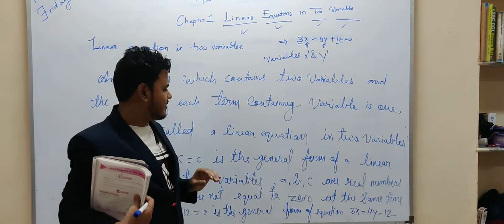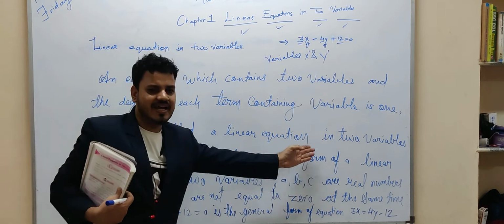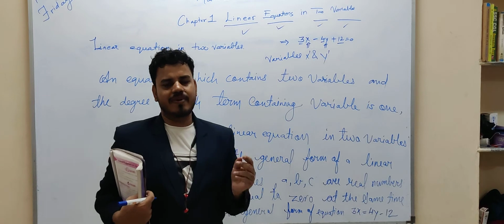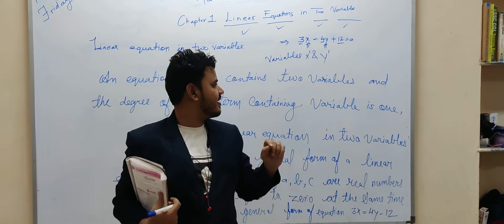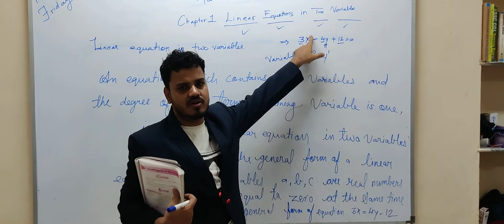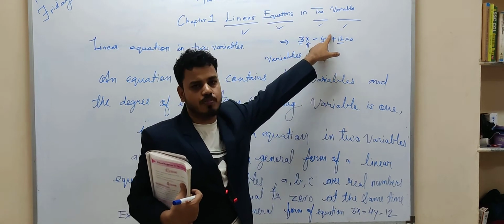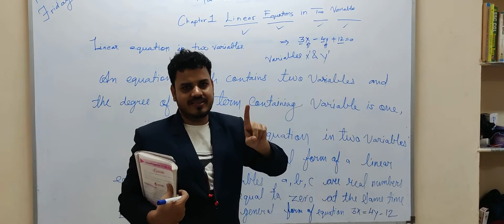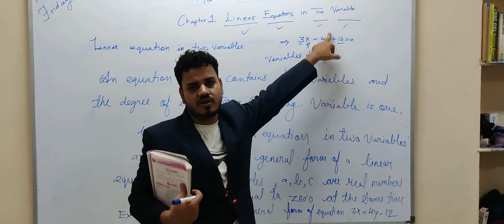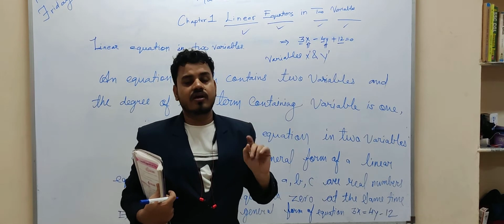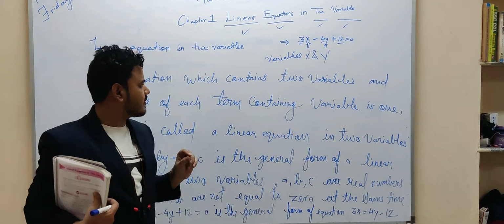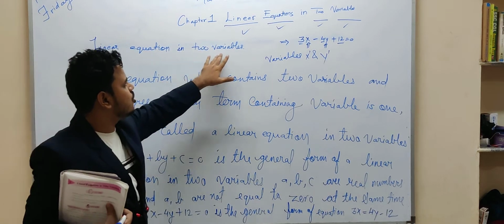Then it is called a linear equation in two variables. How many variables? Two alphabets, and each alphabet has degree 1. Here there is nothing on top of x and also on top of y, which means there is 1, to the power of x and also to the power of y. Degree should be 1 for both the variables. Then it is called a linear equation in two variables.